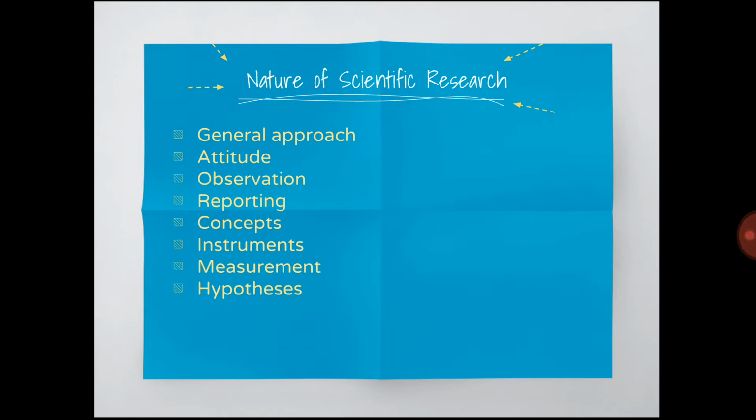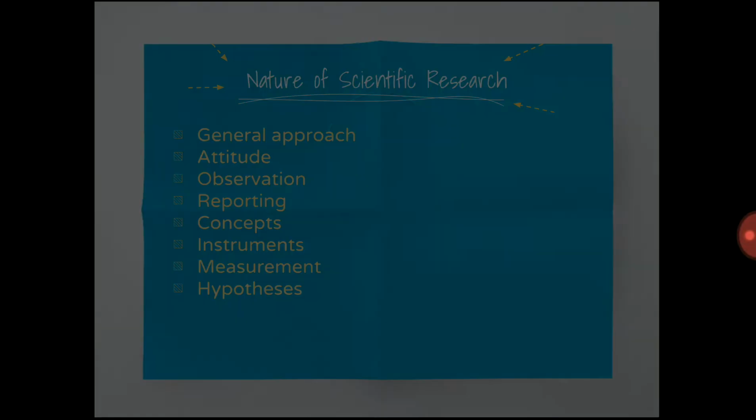So if you look at the nature of scientific research, and if you see here, there are a few pointers. So we have general approach and attitude, we have observation, reporting, concepts, instruments used, the measurements that are made or taken, and the hypotheses that are formalized. So these become the basic pointers upon which research is built. Now let's look at each one individually.